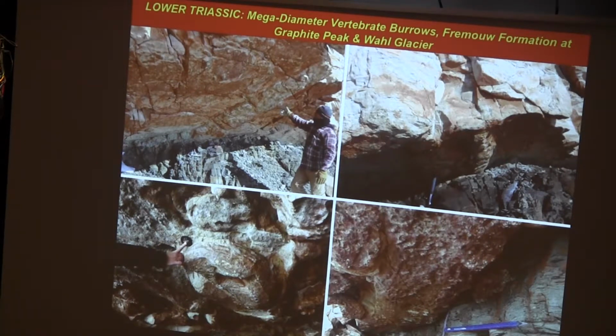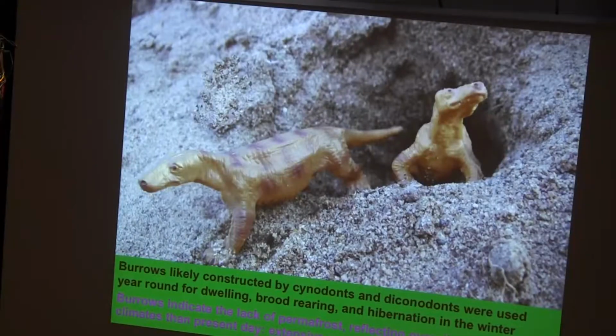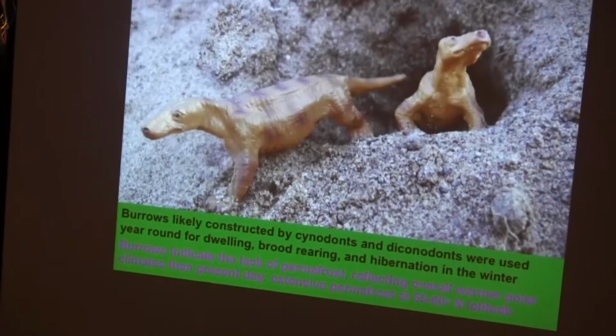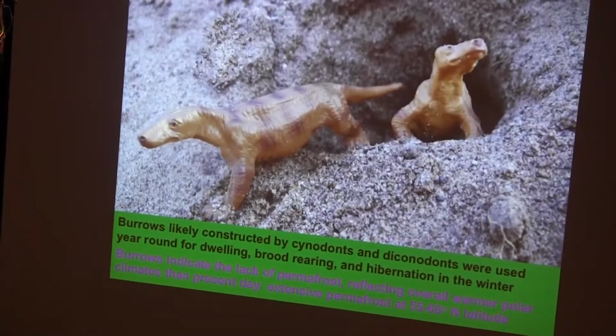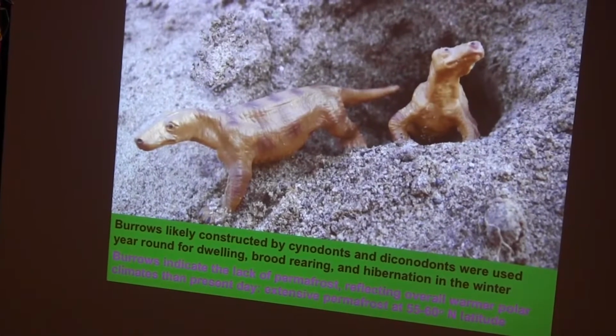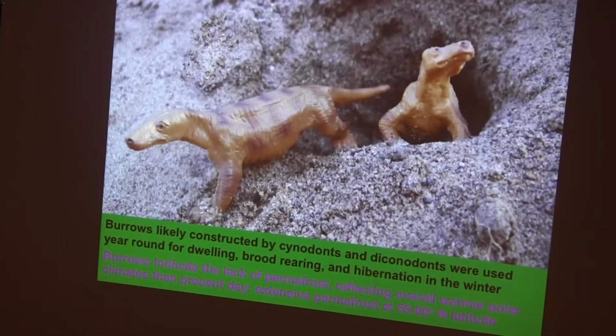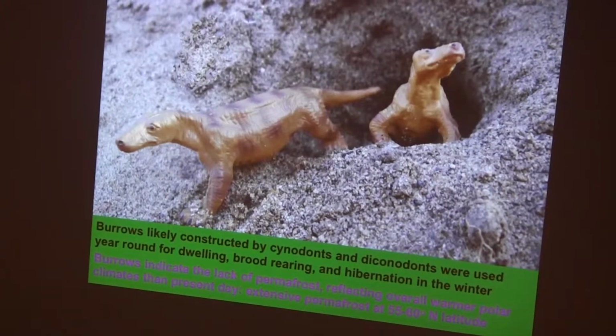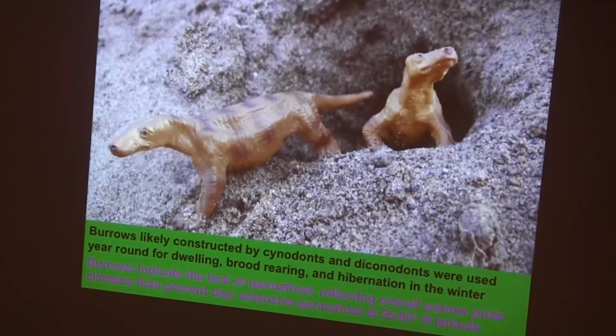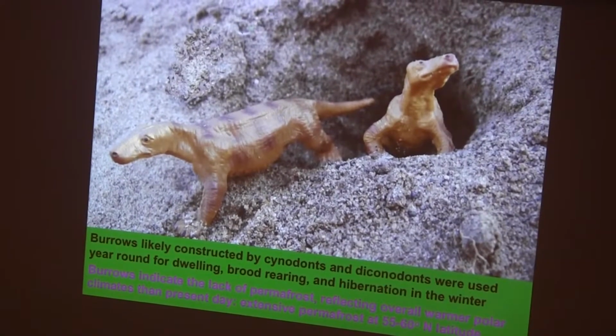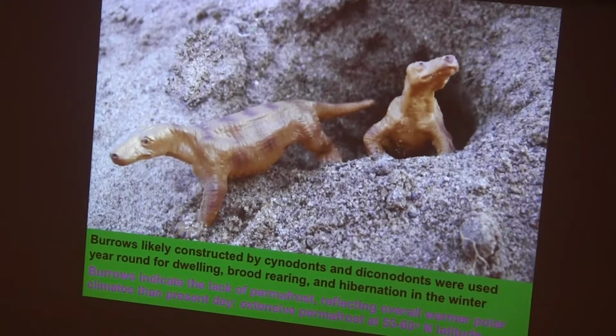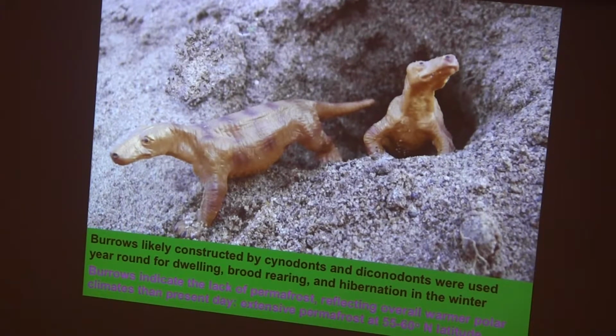So you have a variety of burrows, but no body fossils, unfortunately. So we've got to figure out who did it. Well, you might say, so what? What does that tell us? Well, in the bigger scheme of things, what does that say? They're probably constructed by these several varieties of different sizes of cynodonts and dicynodonts. They were probably used year-round, and like modern mammals, even though these things weren't mammals, they're therapsids, mammal-like reptiles, they're used for dwelling, brood rearing, maybe even hibernation, especially during the 4 or 5 months of darkness, perhaps.